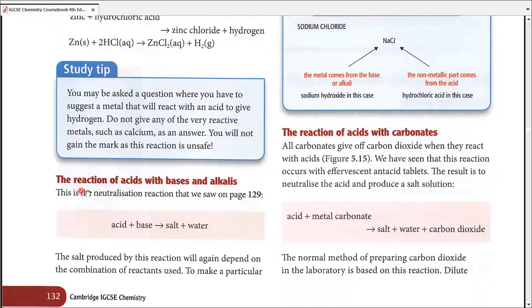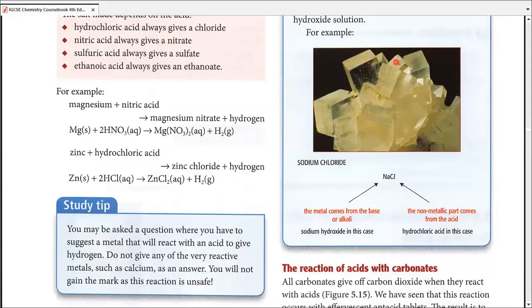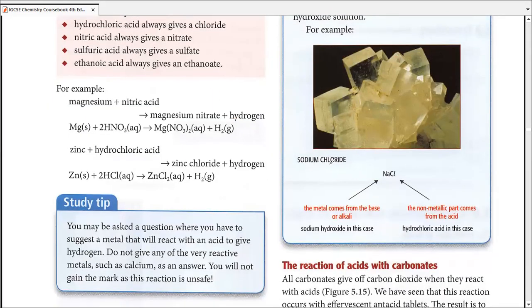The second one on the list is the reaction of acids with bases and alkalis. Whether it's a base or an alkali, the reaction would be known as a neutralization reaction. So acid plus base, or you may also write alkali over here, will give you salt and water. Now the salt produced in this reaction will again depend upon the acid, and this time the base or alkali as well. In order to clear up that idea, they have this diagram in the center of the page where they're discussing sodium chloride as an example.